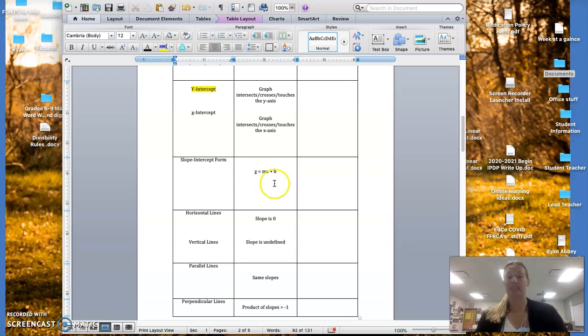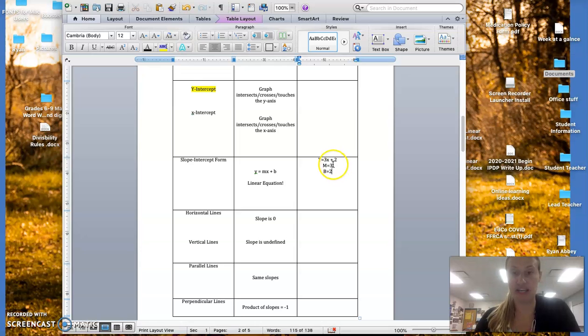Slope-intercept form is how we write a linear equation. So for example, y = 3x + 2. I know this is a line because it's of the form mx + b. In this case, my m is equal to 3, and my b is equal to 2.